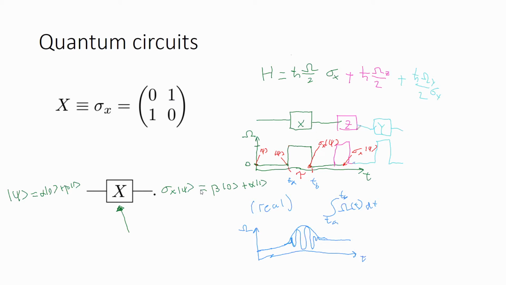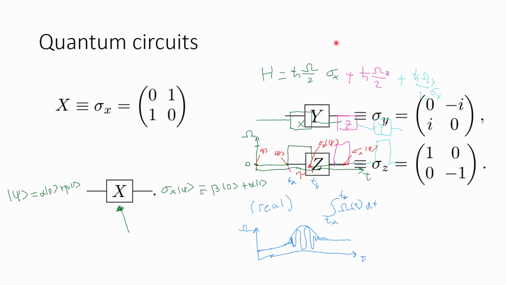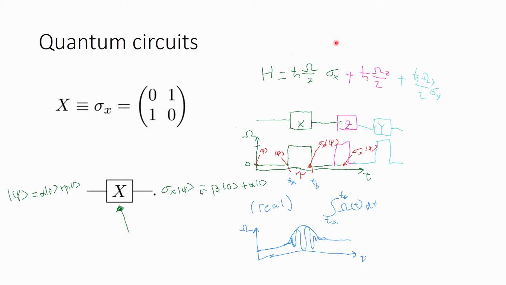So by turning on and off different types of interactions in your Hamiltonian, you can get different types of gates. Now I didn't say what the Z and Y gates are, but they are just the application of the sigma y and sigma z operators that you've seen. So the way you go between different gates is you turn on different interactions.